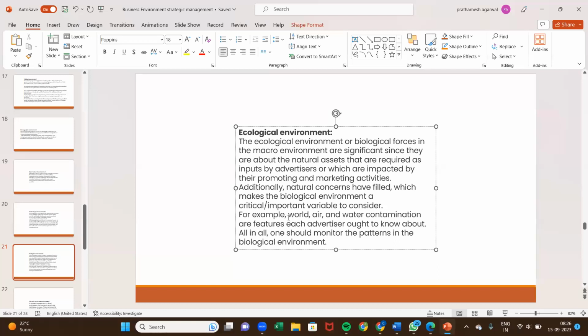For example, world, air, and water contamination are features each advertiser ought to know about. So, each advertiser, whenever you're doing a market promotion, we have to understand how are we playing with the environment. For example, if you build a factory and you are just throwing the waste products into the water, you are hampering, you are playing with the environment. So, in order, what are you going to pay in return? You're going to do some CSR activities.